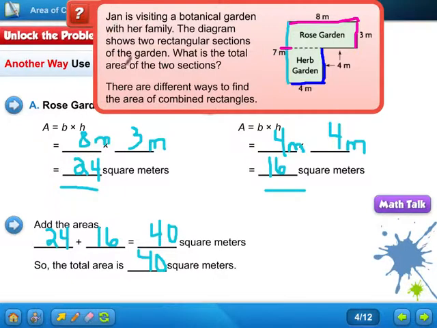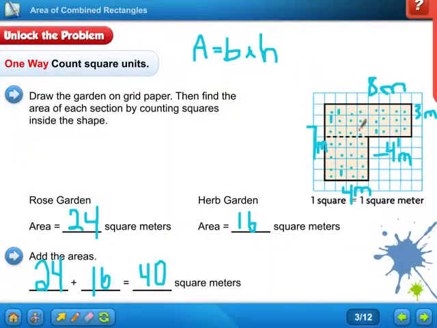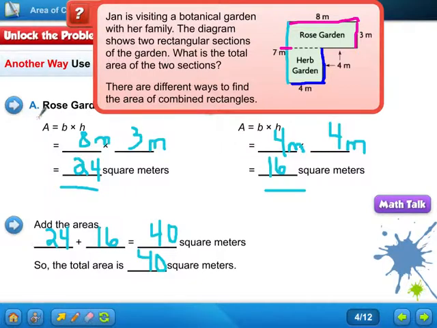So let's go back to the beginning and see if we can answer the question. How can you find the area of combined rectangles? Well, how we found it was we counted them all. We counted the section of the rose garden and then the herb garden, and then we added them up. And then we also used our base times height equals area formula, and we multiplied the measurements for the rose garden, and then we multiplied the measurements for the herb garden, and then we added them together.